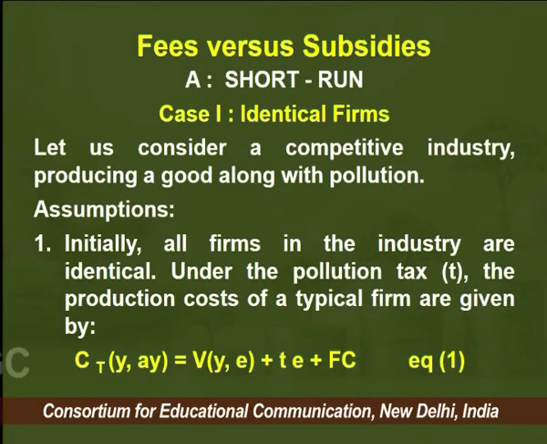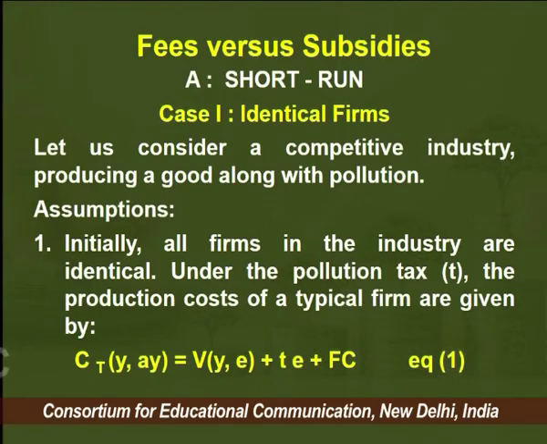Let us consider a competitive industry producing a good, and along with that good a substantial amount of pollution is getting generated. Here we assume that initially all the firms belonging to that industry are identical. Under the pollution tax, we suppose we impose a pollution tax equal to the amount small t.